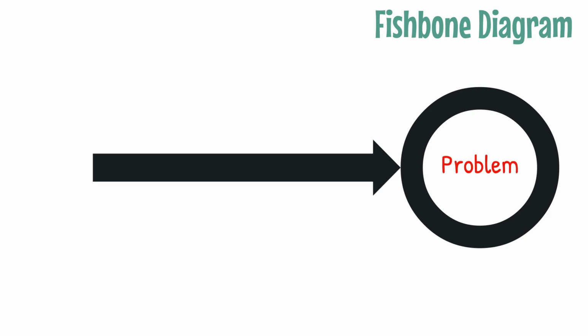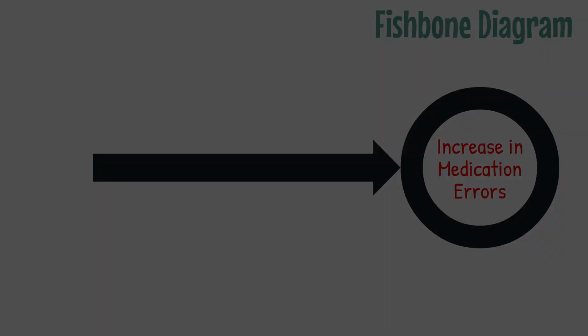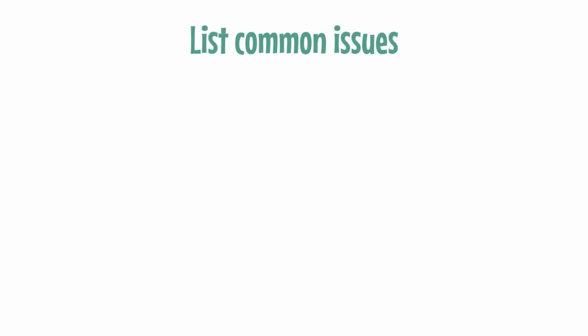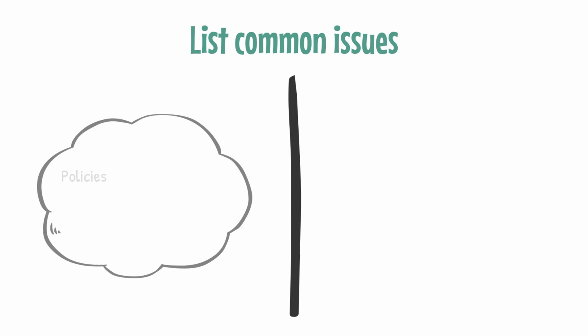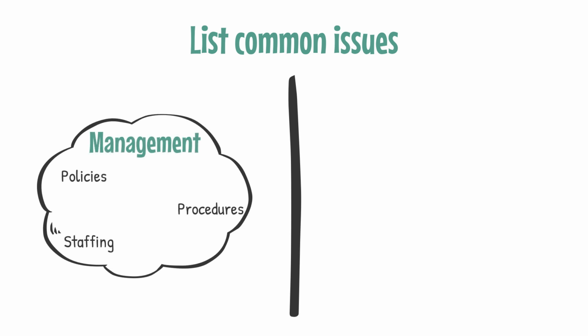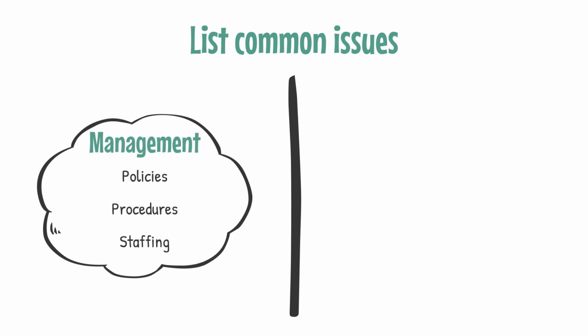You start by drawing a horizontal arrow pointing towards an empty circle. In the empty circle, your team writes a statement that describes the problem to focus on. The problem is that there is an increase in medication errors. Next, you will start to list common issues. One approach is to brainstorm a list of issues and then determine which categories they best fit within.